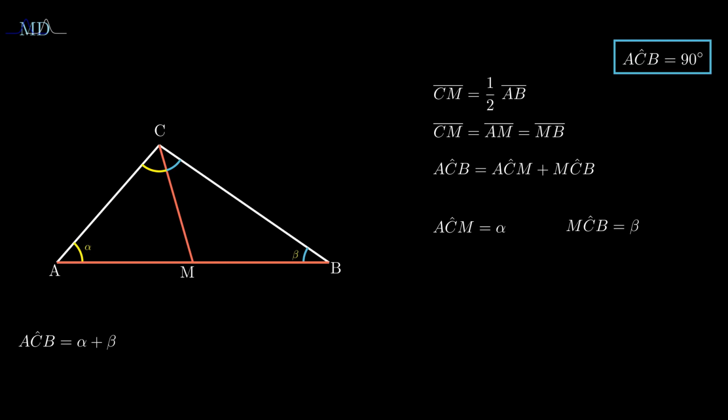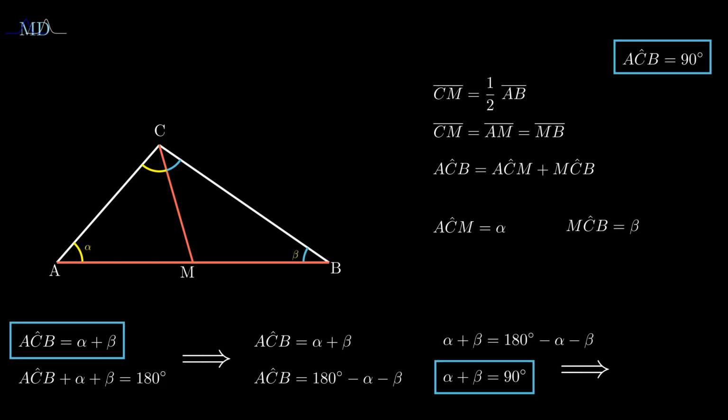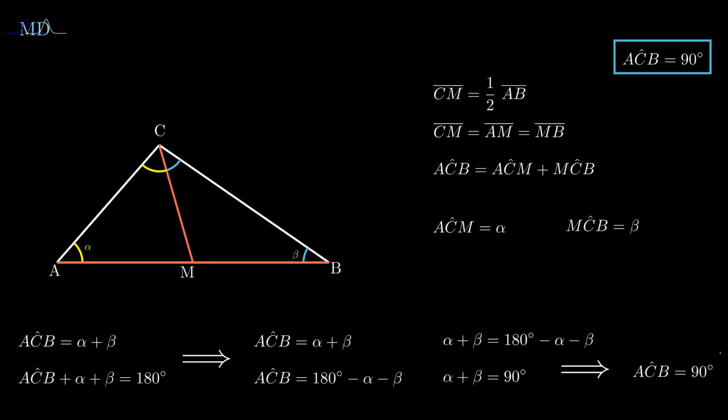But considering the primary triangle ABC, we know that the sum of ACB, alpha and beta must be equal to 180 degrees. We have two expressions for the angle ACB that we can equate. And we arrive at the conclusion that the sum of alpha and beta is equal to 90 degrees. We have already seen that the angle ACB is equal to the sum of alpha and beta. Therefore the theorem is proven.